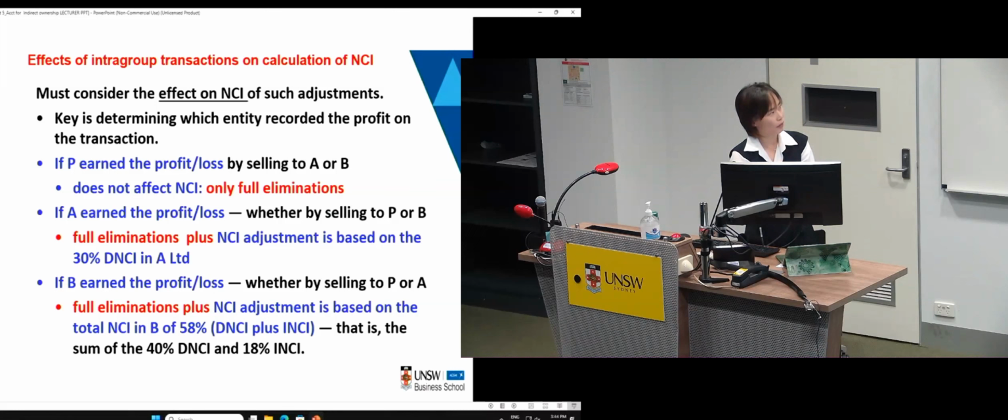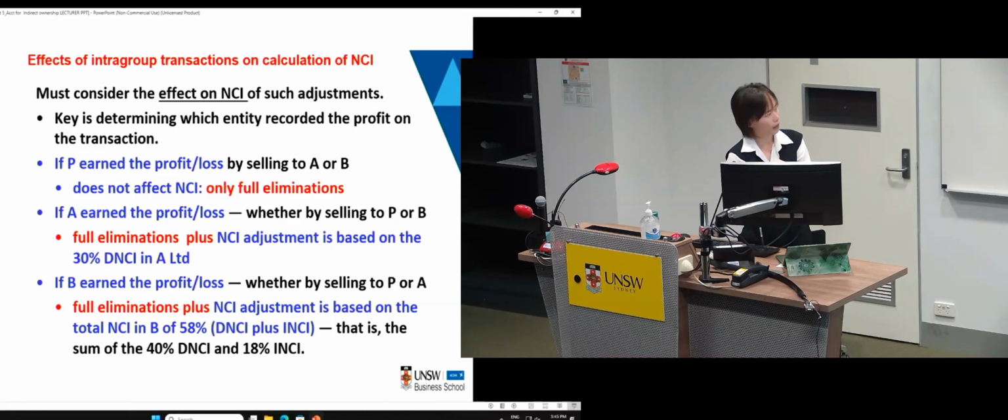As we have previously demonstrated, if the parent company earns the profit or loss by selling items either to subsidiary A or B, the elimination entry does not affect NCI, because the elimination simply affects the equity of the parent, nothing to do with NCI. So NCI receives a share of the subsidiary's equity balance that is reflected in your consolidated accounts. Now if it's A Limited, we know NCI in A is 30%.